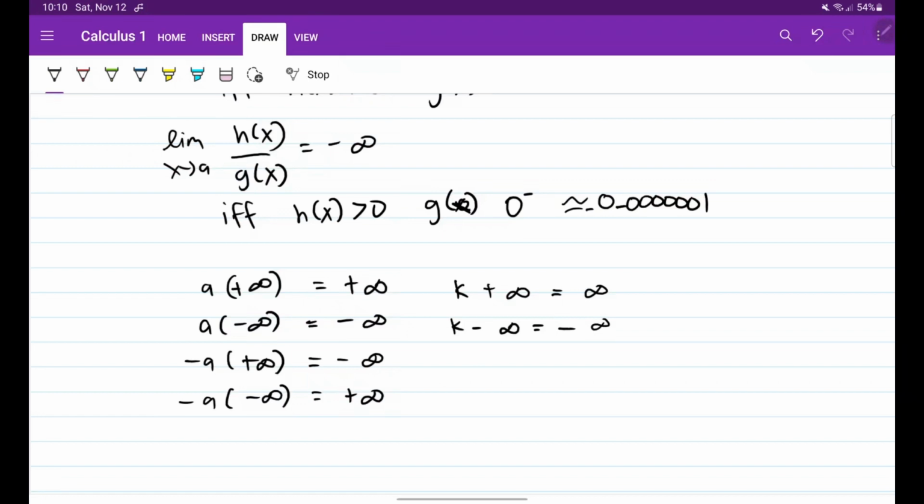Pwede rin naman, infinity plus infinity, then this is just equal to infinity. Diba? Pwede rin naman infinity minus negative infinity. So, this will just become plus, and this is again just equal to positive infinity. Pwede rin naman, dalawang negative. So, negative infinity minus infinity, then this is just equal to negative infinity.